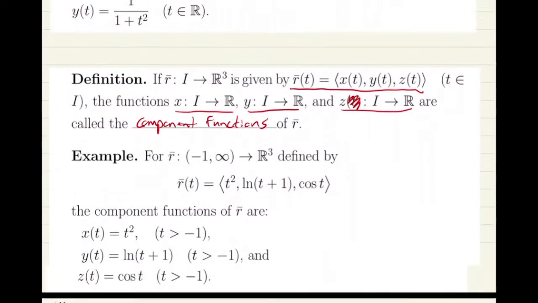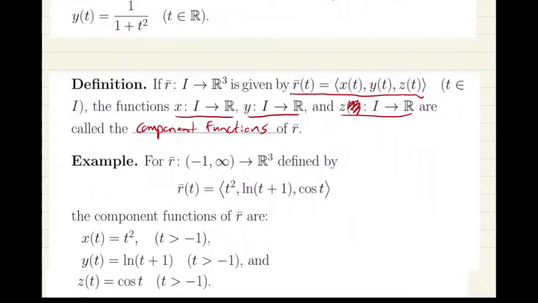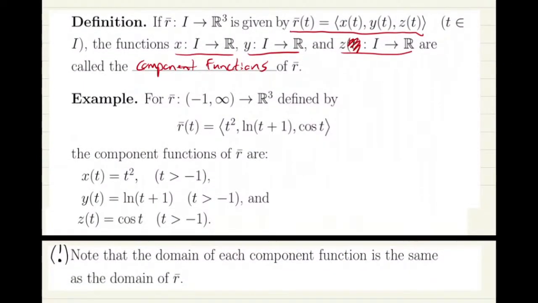For example, we saw this. This has three components, but the domain of these three components must match the original domain, everything larger than minus one. What do I mean by original domain? The domain of the vector function R. It has three component functions. Here they are. They're all real-valued functions, as you can see, and their domain is negative one to infinity. Note that the domain of each component function is the same as the domain of R, even though I can plug in any real number for t squared and any real number for cosine of t. Doesn't matter. The second component affects the domain of everything.